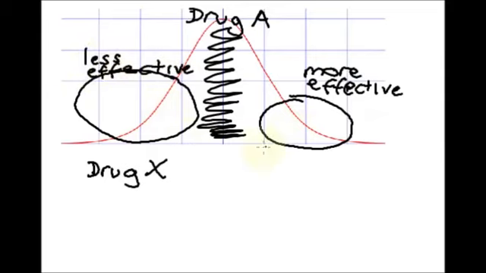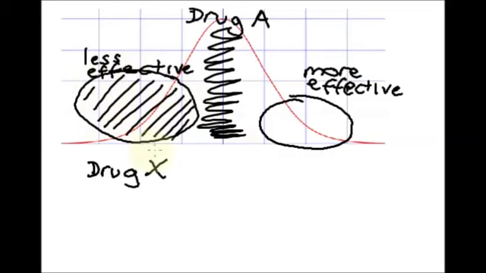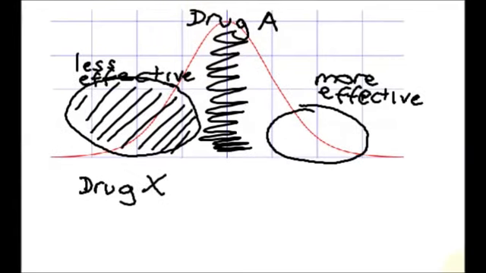Now you could run a two-tailed test and figure out if drug X is more effective or less effective, but as soon as this is cheaper and you want to bring it to market, then really you're only interested in this area here. As long as drug X doesn't fall into the less effective region, then you can bring it to market because it's cheaper. You don't really care if it's more effective, you just want to make sure that it's not less effective than the existing drug.